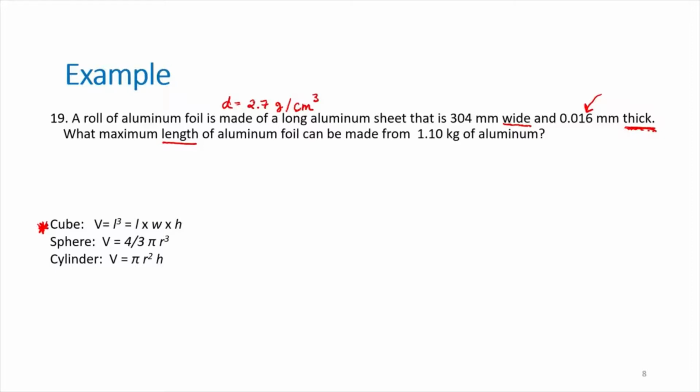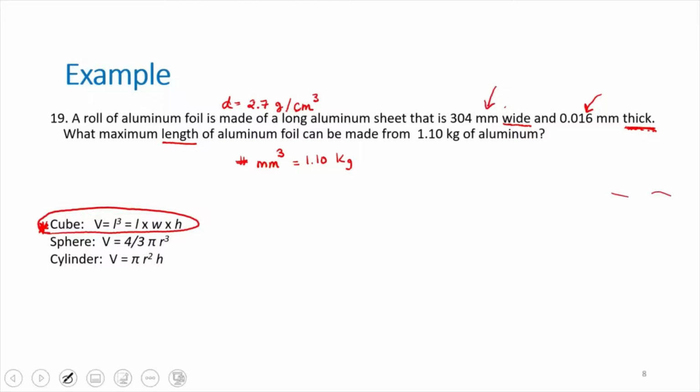I want to know eventually what length of aluminum foil I can get. So I want to know the number of millimeters cubed. I know I have a 1.10 kilogram sample. Well, oh, by the way, why do I want millimeters? Because I'm going to have to use this equation here, and this is in millimeters, and this is in millimeters. So since I'm going to need them in millimeters anyway, I figure why not find millimeters now?